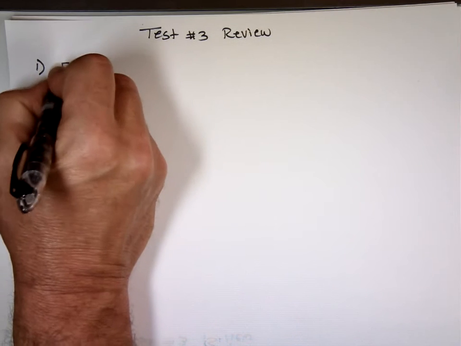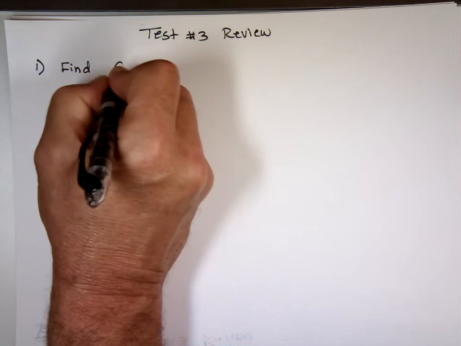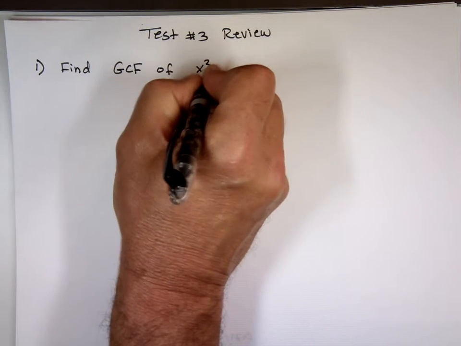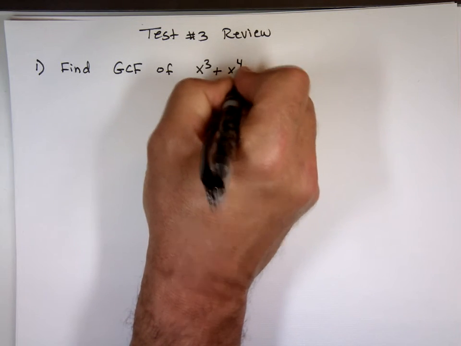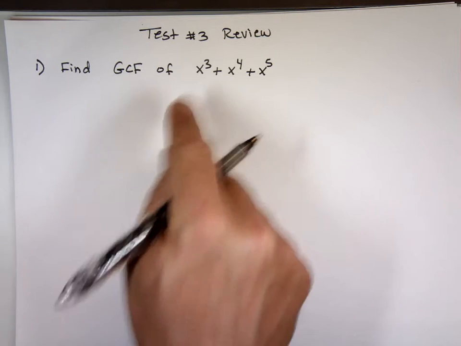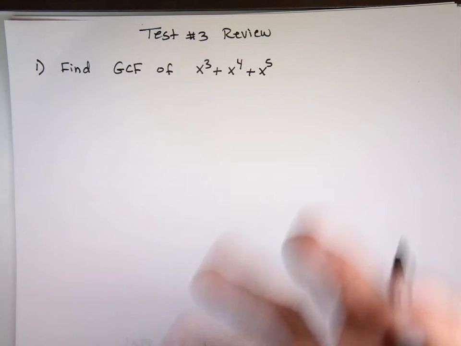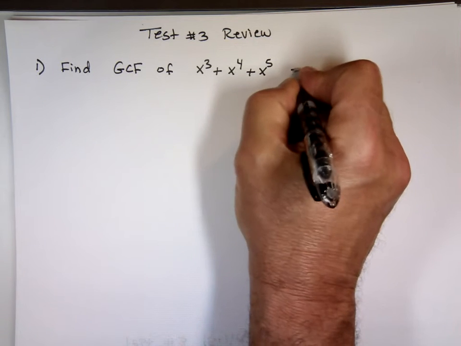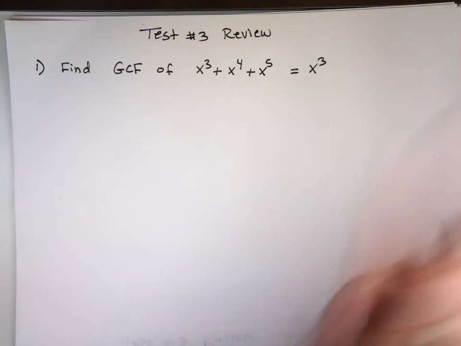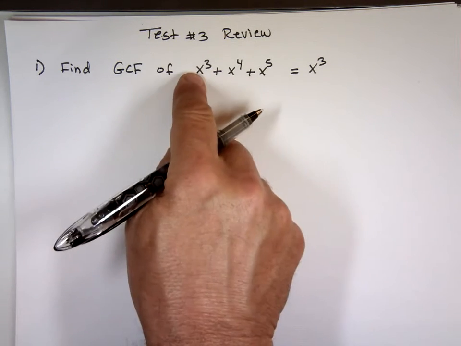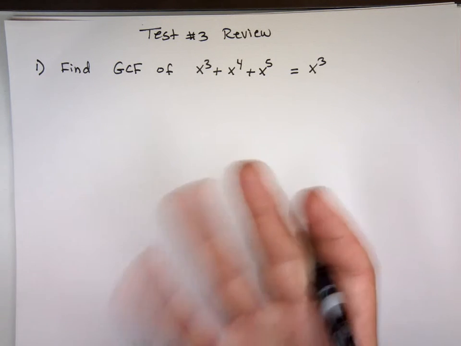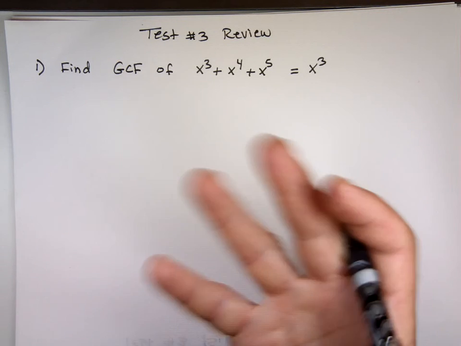Question number 1, find the greatest common factor of x cubed plus x to the 4th plus x to the 5th. They're not saying factor, they're saying if you were to take something out of each one, what is the biggest thing we can take out of them? The answer is only x to the 3rd. That's the biggest thing I can take out of every one of them. I can't take 4, this doesn't have it. I can't take 5 of them, this and this don't have it. If you only take x, that's not the biggest thing. We're looking for the largest thing you can take out of them.